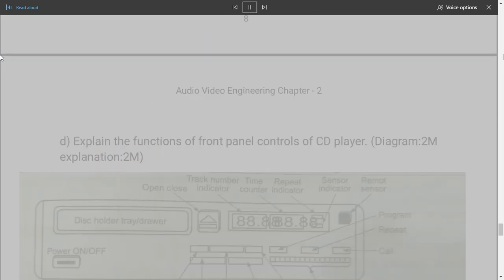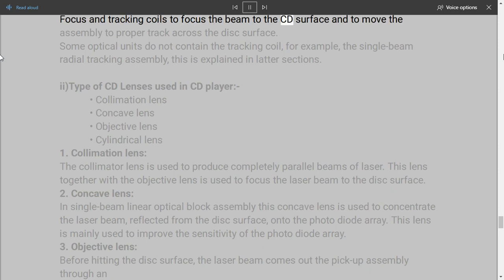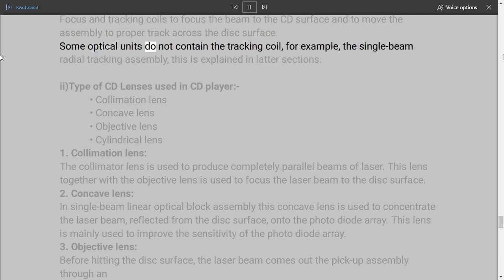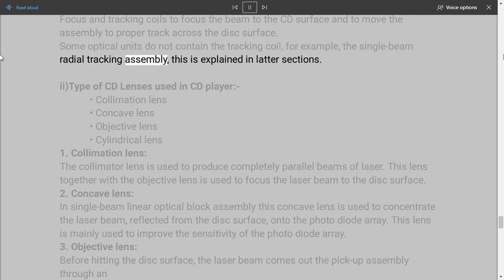Focus and tracking coils to focus the beam to the CD surface, and to move the assembly to the proper track across the disc surface. Some optical units do not contain the tracking coil, for example, the single-beam radial tracking assembly. This is explained in later sections.